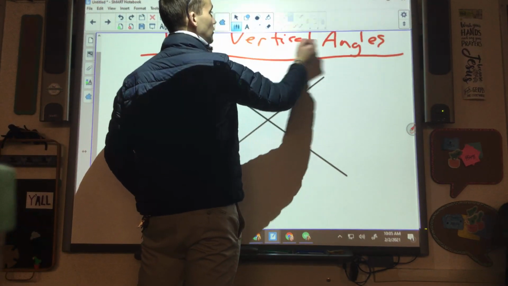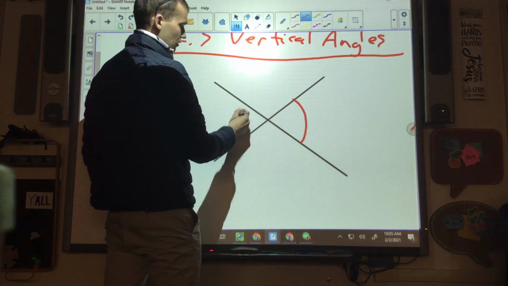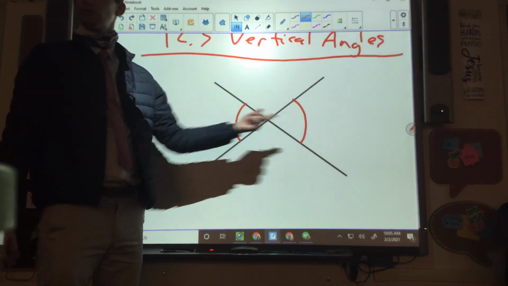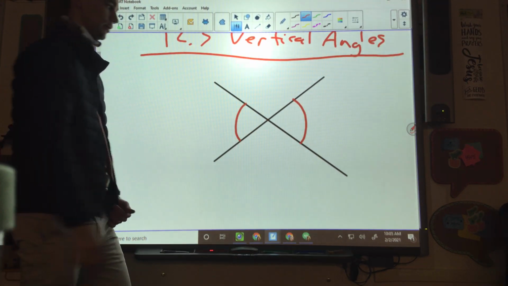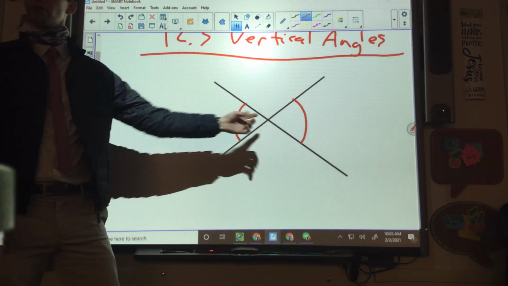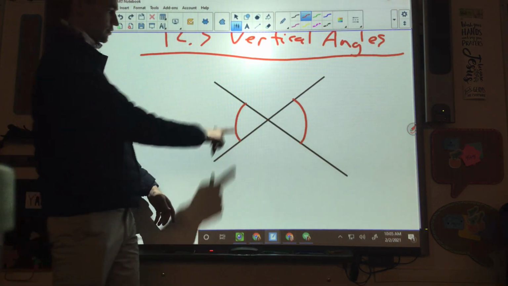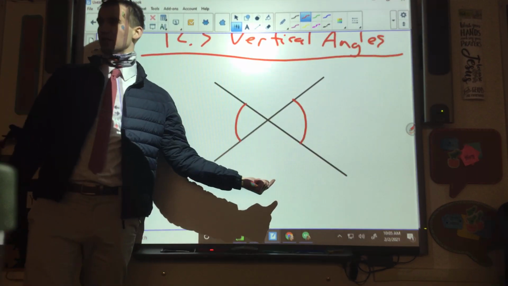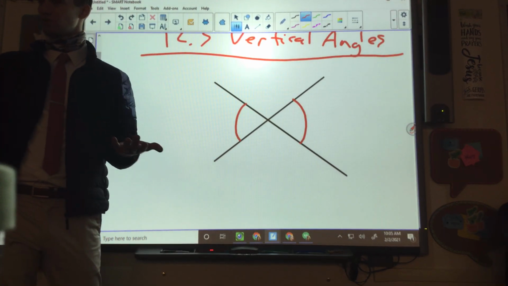So that means that the opposite angles are going to be the same thing. If this one is 45 degrees, automatically the one on the other side of it is 45 degrees. If this one is 90 degrees, automatically the one on the opposite is 90 degrees. See, it's very simple, right?